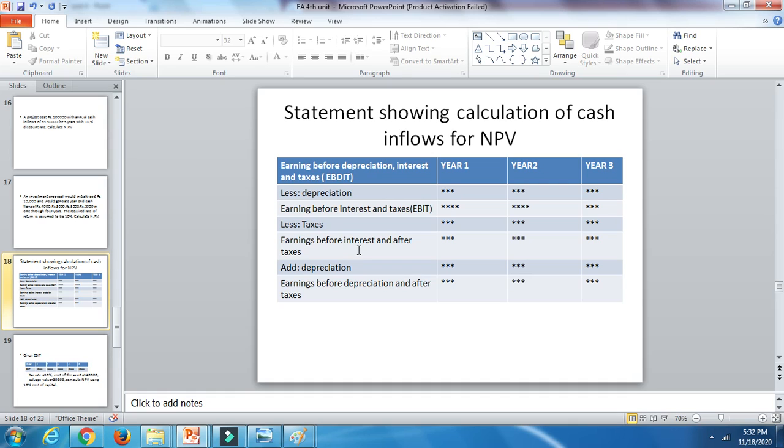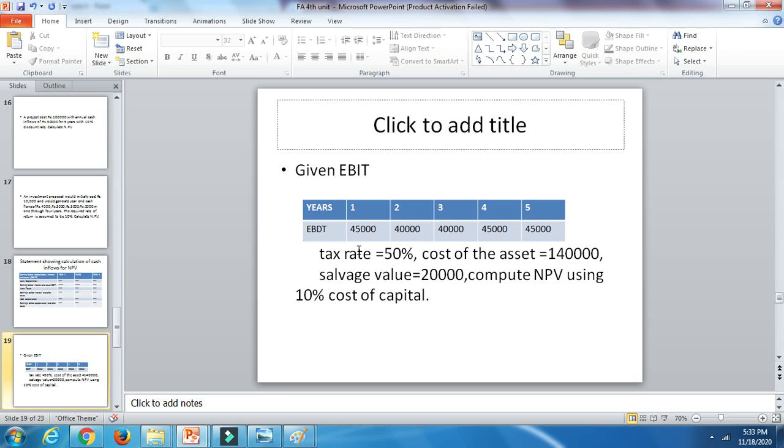Okay, so this is one format of NPV you need to follow. This is a question that has been given. Given earnings before depreciation and tax: 45,000, 40, 40, 45, 45. Tax rate has been given. Cost of the asset 1,40,000. Salvage value given 20,000. Compute NPV using 10% cost of capital.